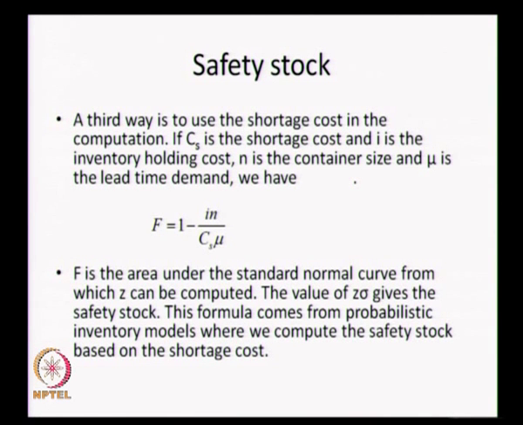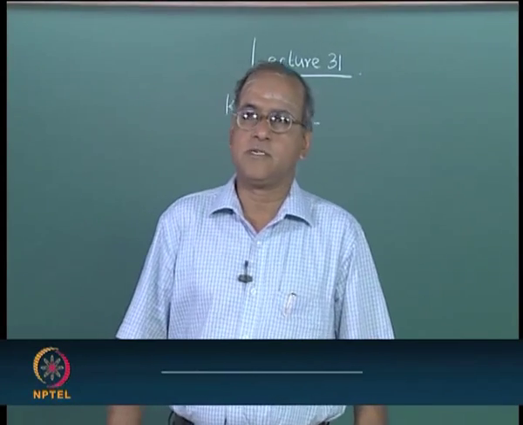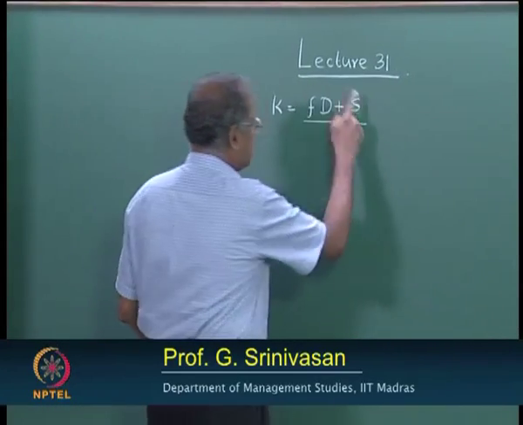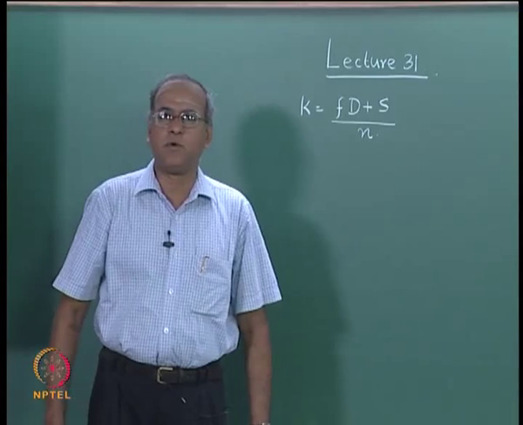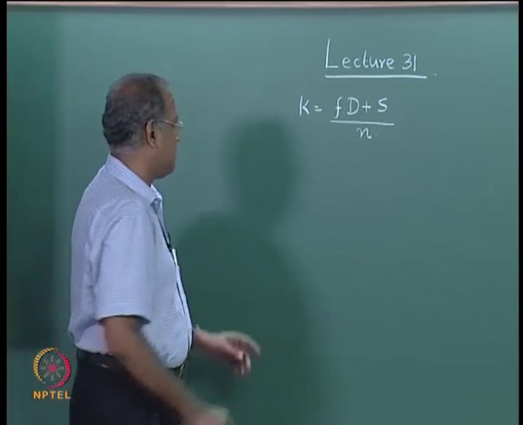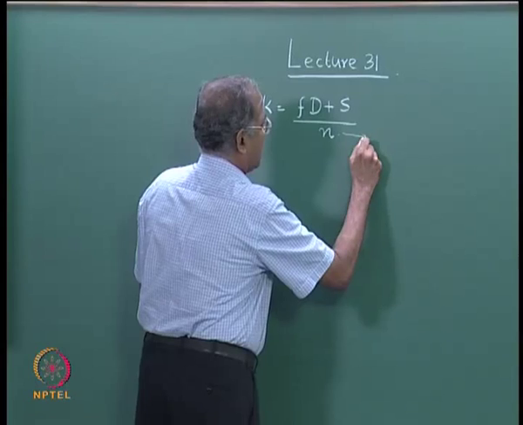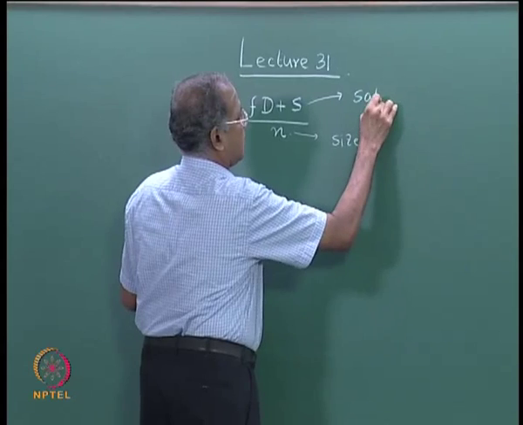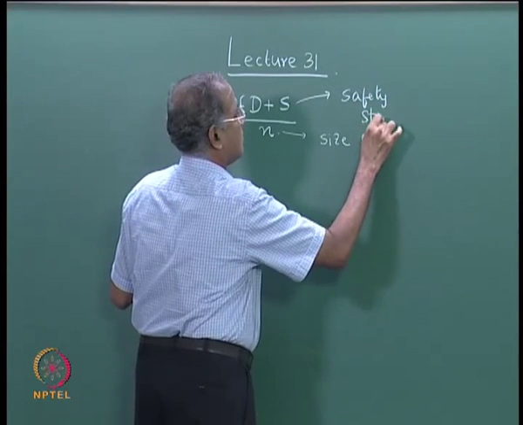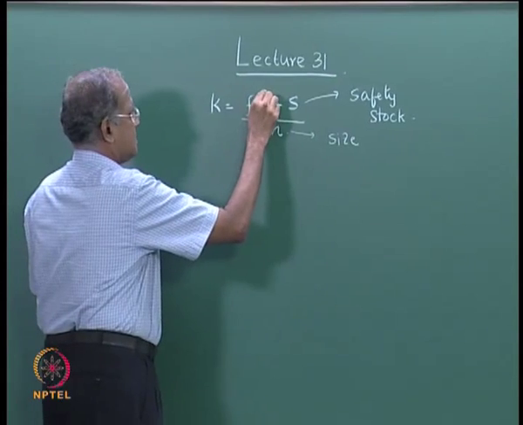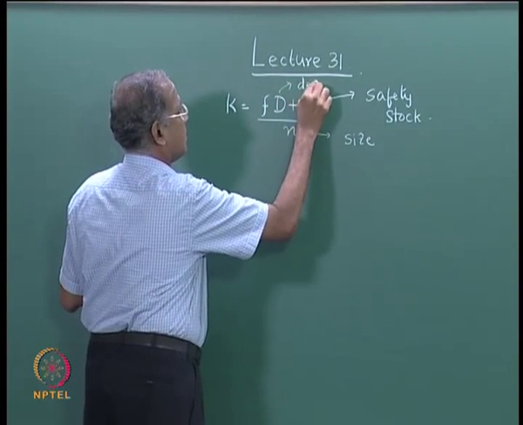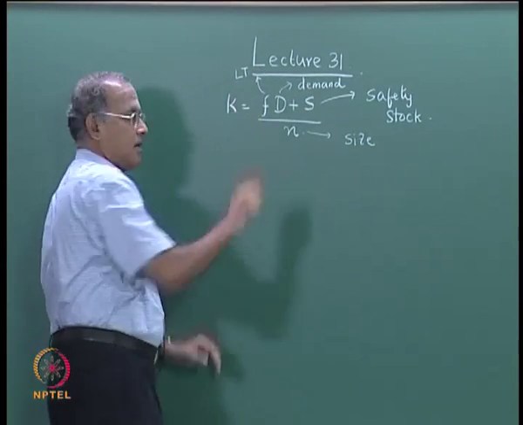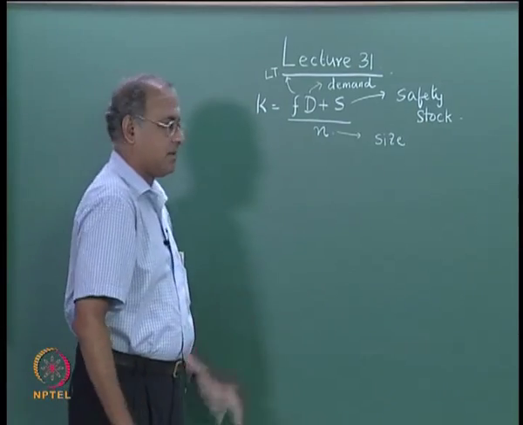In this lecture we look at safety stock computations in Kanban. In the previous lecture we looked at this formula using which we computed the number of Kanbans. So, here n is the Kanban size, S is the safety stock that we give, D is the demand, and F is the lead time or the fraction of demand that we are considering.